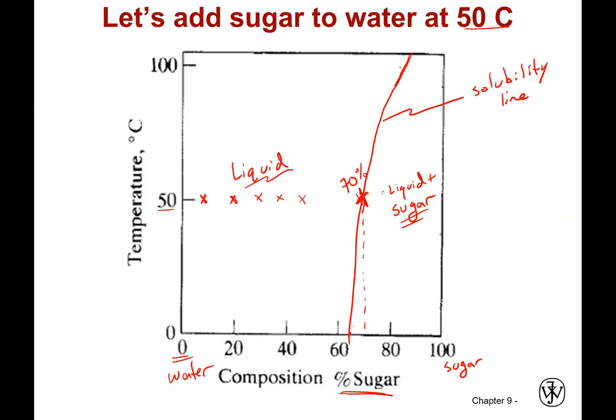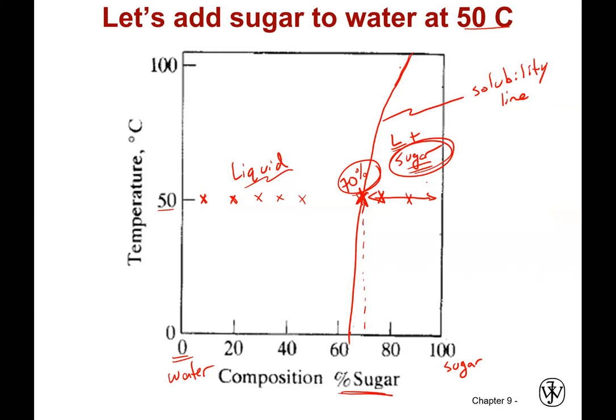As I add more and more sugar and I start to move over onto the right side here, we said we're going to get sugar precipitating out because I've saturated my liquid solution. So in other words, no matter where I am at 50 degrees C, the composition of my liquid is always 70%. I can't get any more than that. So as I'm adding more and more sugar, I'm just simply precipitating out more and more of this second phase.